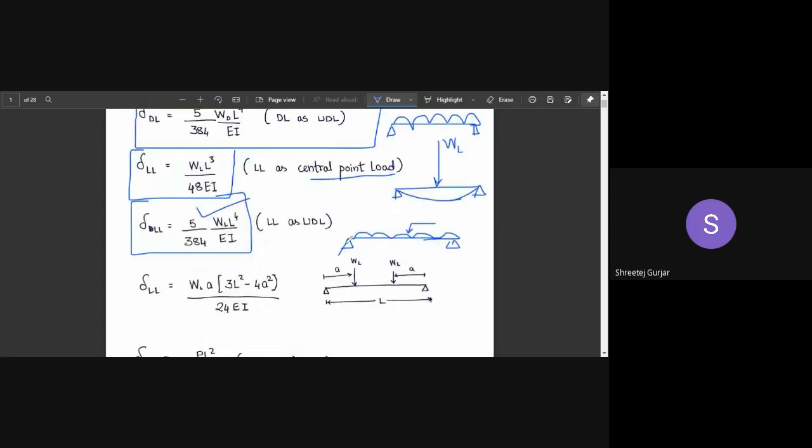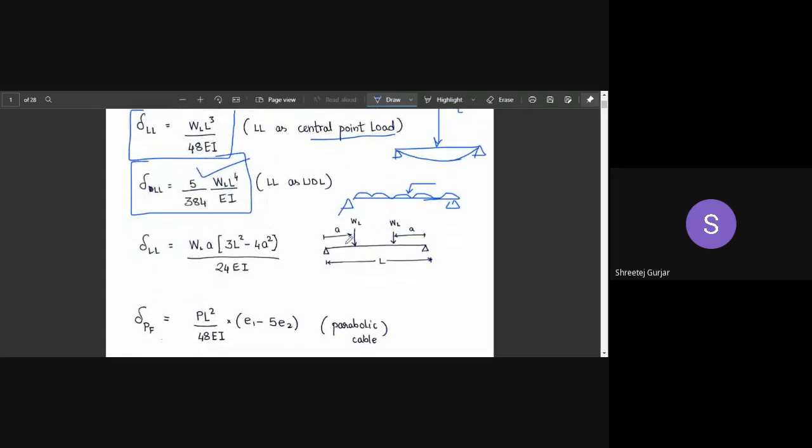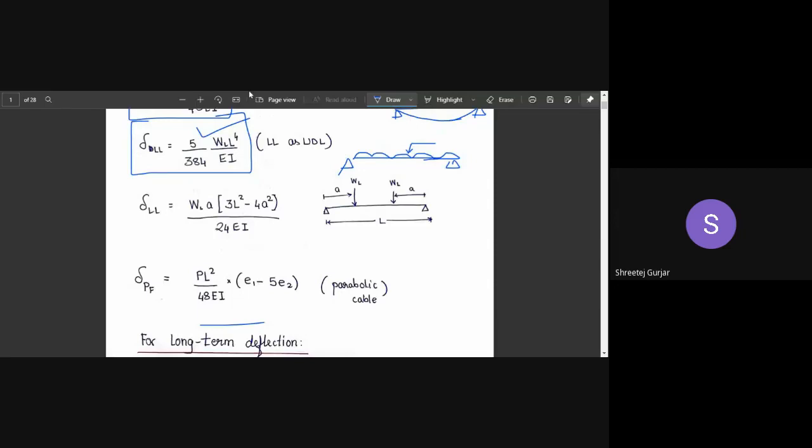Okay. So we have various other cases, like if you have 2-point loads acting, equally spaced from the support at a distance a, then you have to use this formula: WL small a into 3L square minus 4a square by 24 EI. So we need to remember all these formulas.